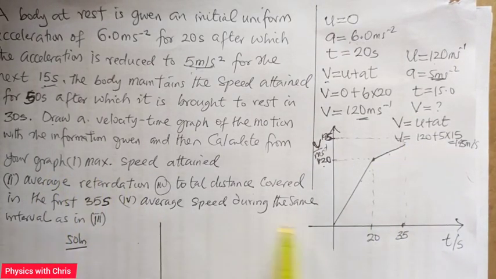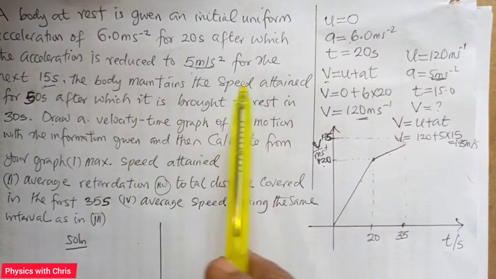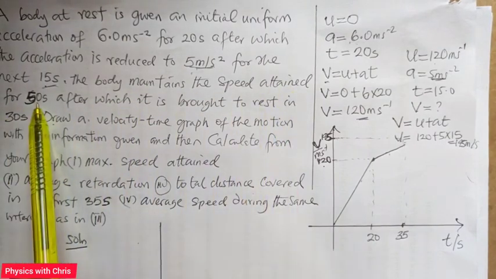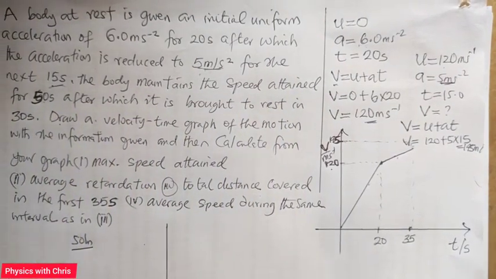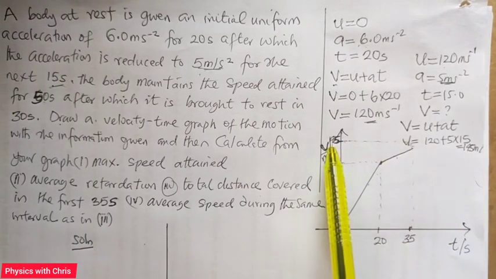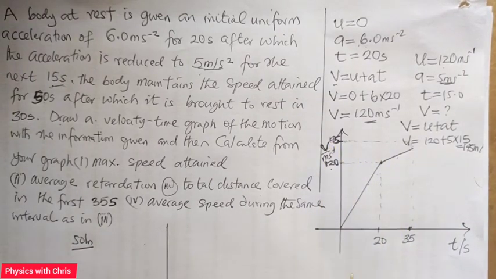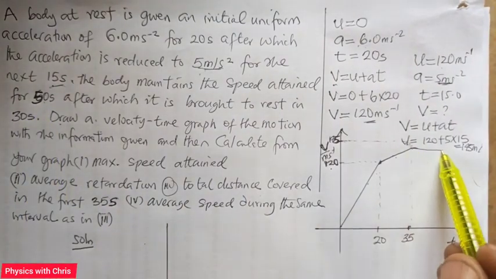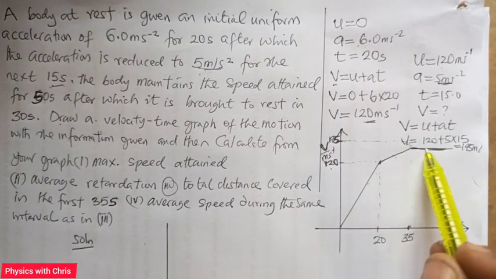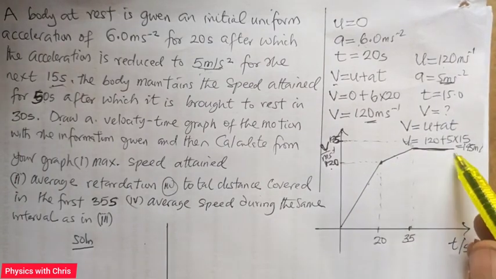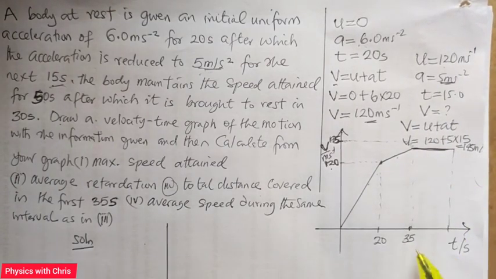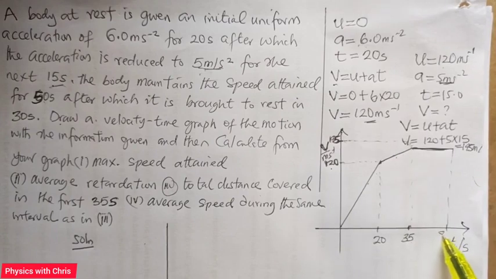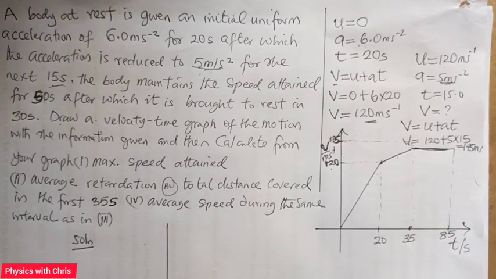And we're told that the body maintains its speed attained for the next 50 seconds. It's attained a maximum speed of 195 after 35 seconds, and it maintains it for the next 50 seconds, meaning that it's no longer accelerating. So we're going to draw a straight line parallel to the time axis. That is for the next 50 plus 35. That gives me 85 seconds.